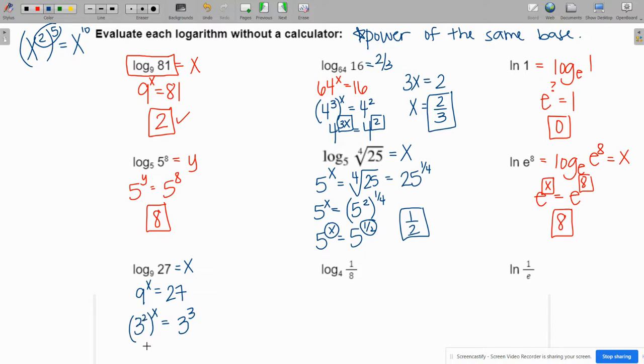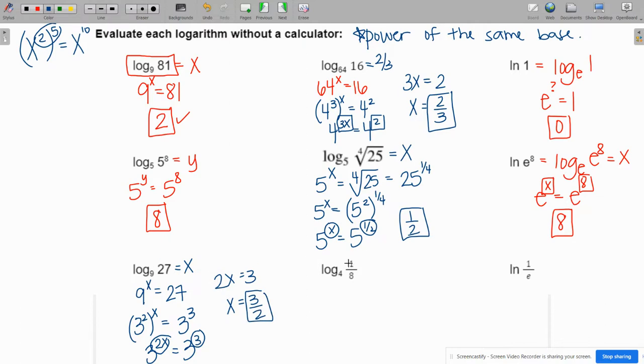3 squared to the x power is the same thing as 3 to the 2x power, and that will equal 3 cubed. So therefore 2x should equal 3, and therefore x equals 3/2, or 1.5. So if we were to evaluate this log, it would be 3/2.